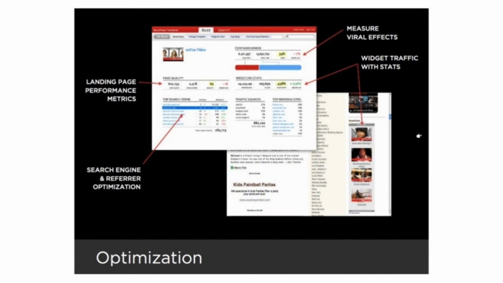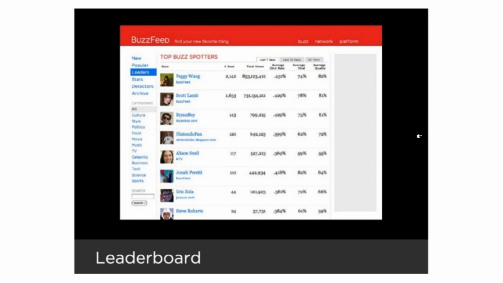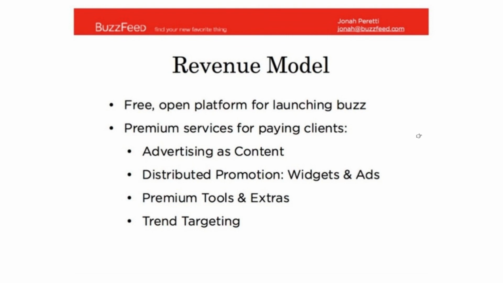Yeah, cool. I wonder how much they were. I don't read BuzzFeed. Do they still have user-generated content as part of it? No? None at all? That's interesting. So they obviously hadn't figured it out. So a free open platform for launching Buzz was their revenue model. They definitely still sell content as advertising or native ads.